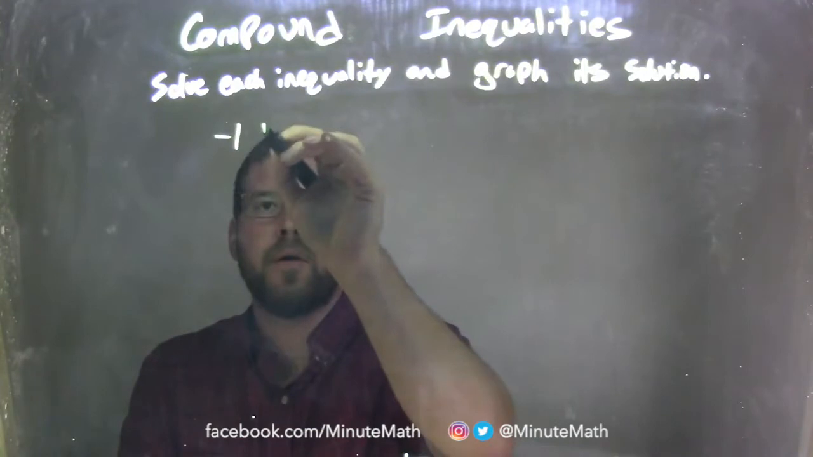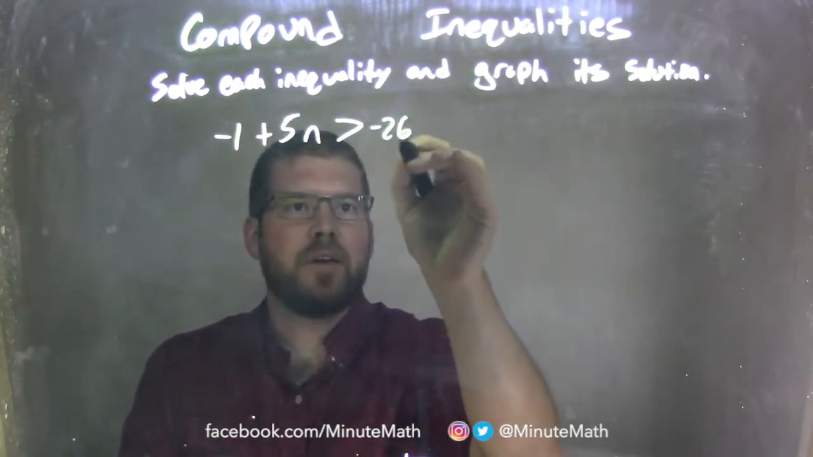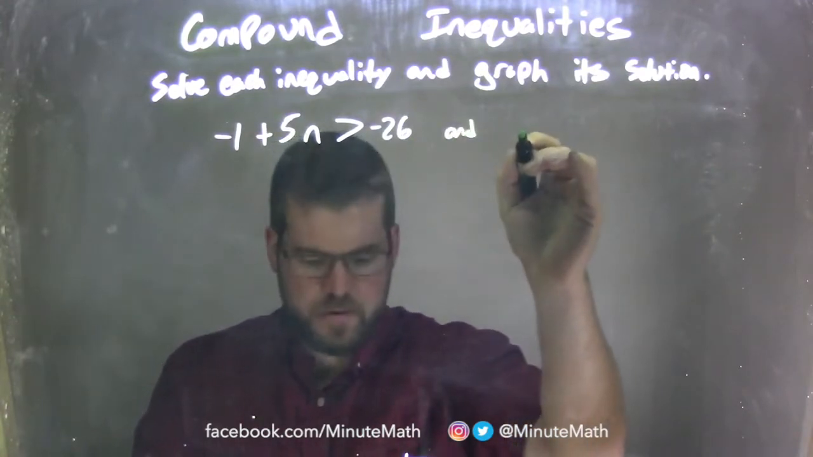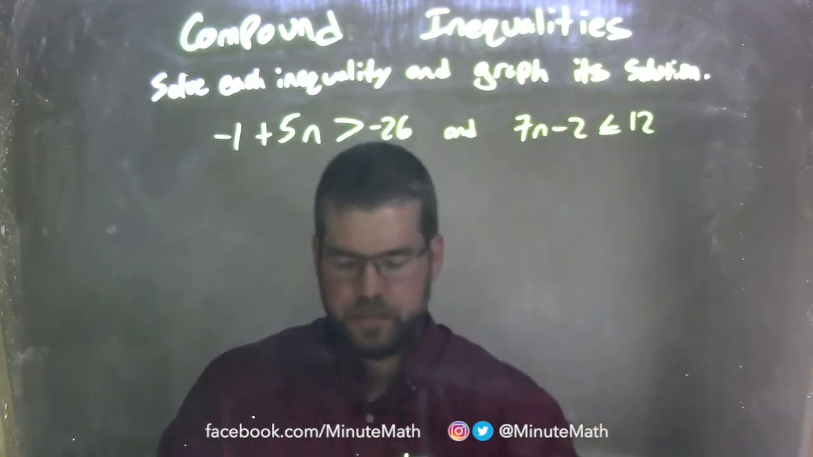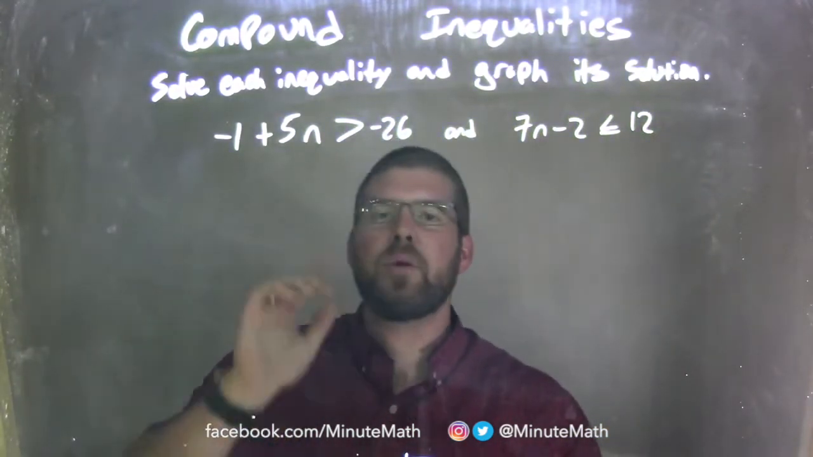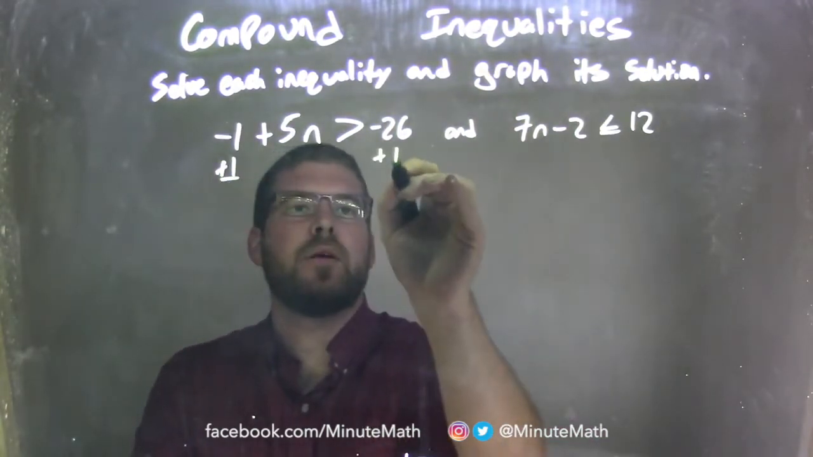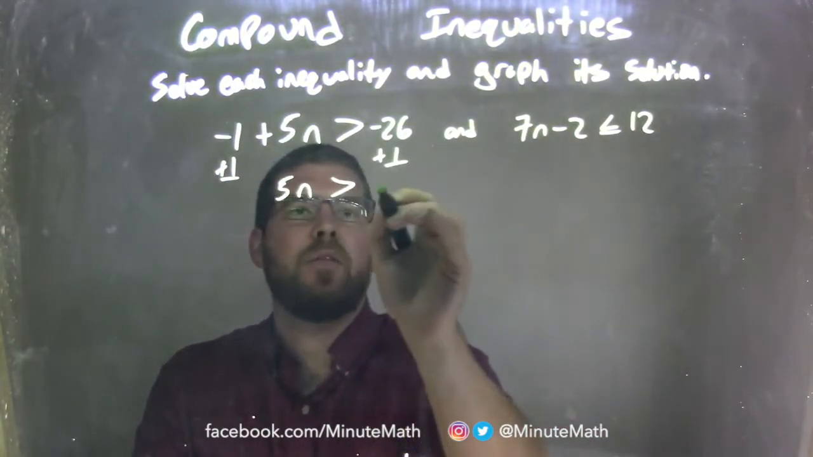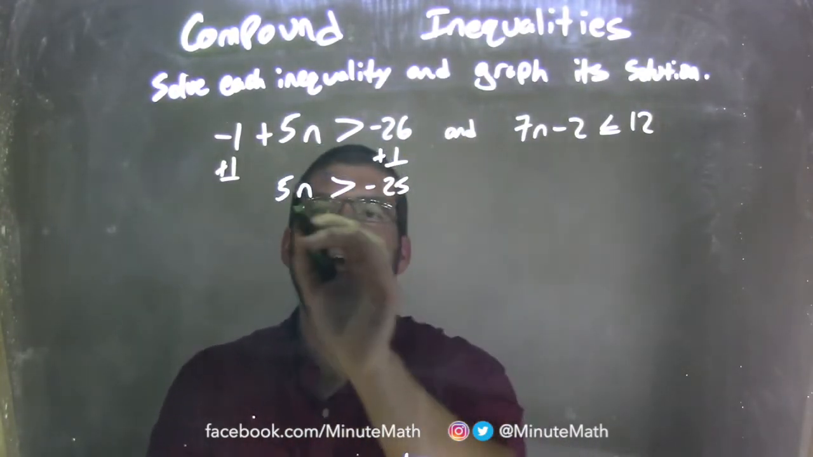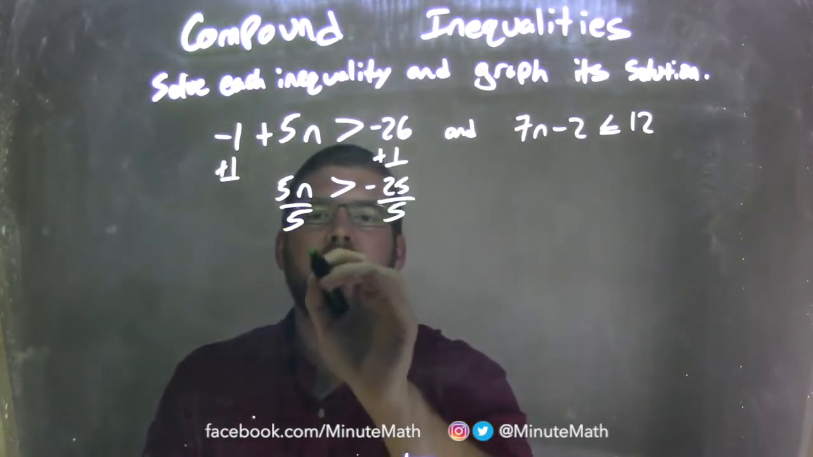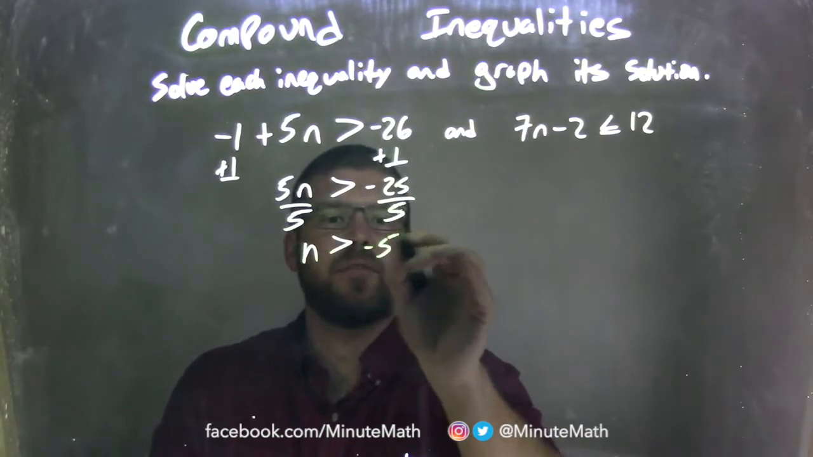-1 plus 5n is greater than -26, and 7n minus 2 is less than or equal to 12. My first step here is I want to solve each inequality individually. So I'm going to add a 1 on both sides for this first one, leaving me with 5n is greater than -25, right? Because -26 plus 1 is -25. And I divide by 5 on both sides, giving me n by itself is greater than -25 divided by 5, which is -5.